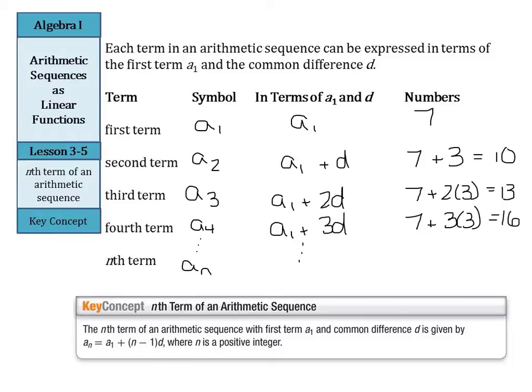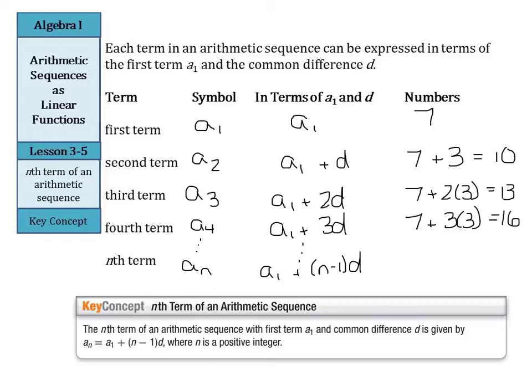The way we're going to express this is our first term, A1, plus n minus 1 times our common difference. Now, why is it n minus 1? Well, for our fourth term, it was 3 common differences. For our third term, it was 2 common differences. For our second term, it was just 1 common difference.